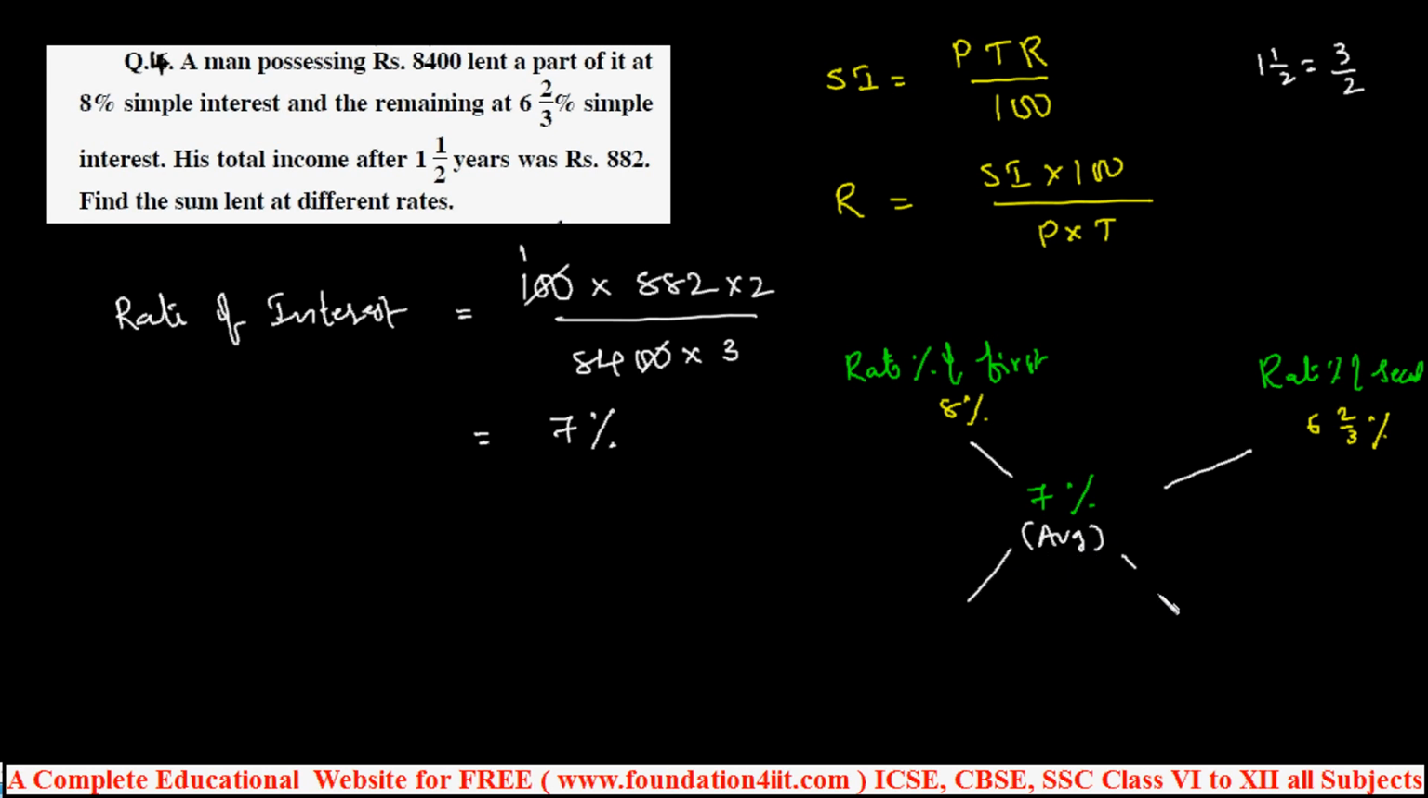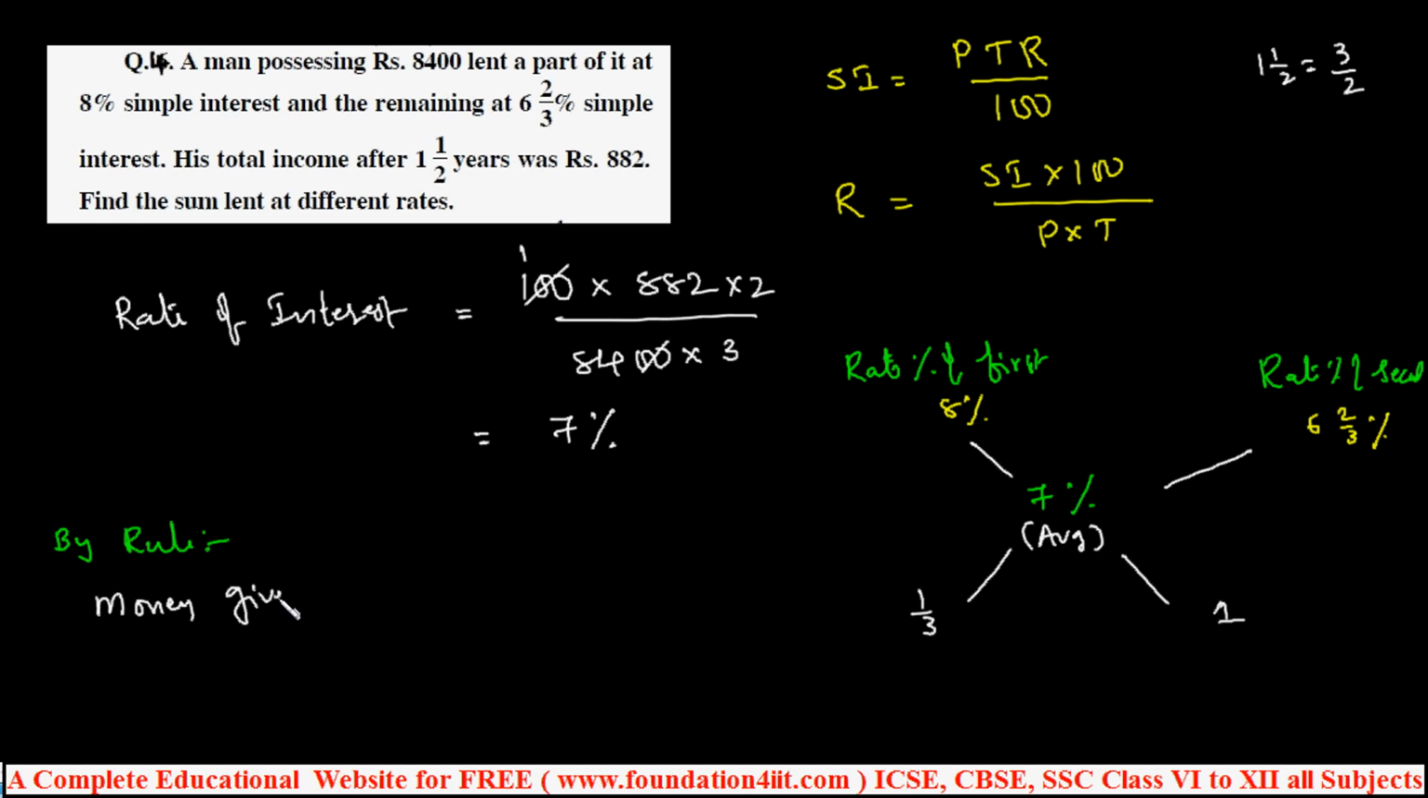Now see the other one, this minus this. 8 minus 7 is 1, and 7 minus 6 2/3 is 1 by 3. So this is 1 by 3 and 1. So this 1 by 3 and 1 are the money given at 8% simple interest to the money given at 6 2/3%. That we can write as the rule. So by the alligation rule, what can we write? The money given.